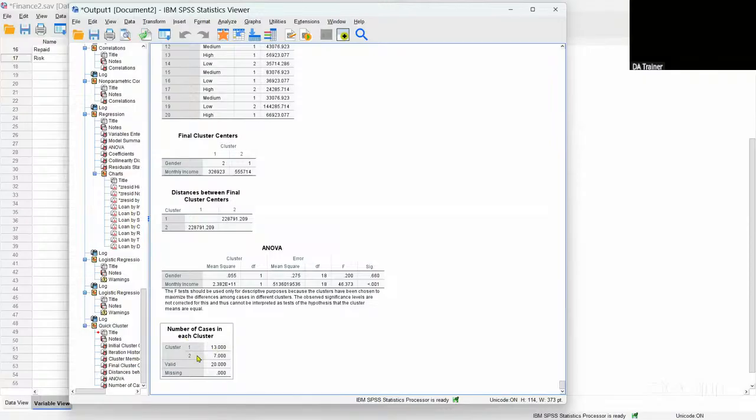number of cases in each cluster, and it's telling us that the F-test should be used only for descriptive purposes because the clusters have been chosen to maximize the differences among cases in different clusters. This is just to cluster them. There's nothing much here, just to see you group customers into their clusters, and then nothing much here as it were.